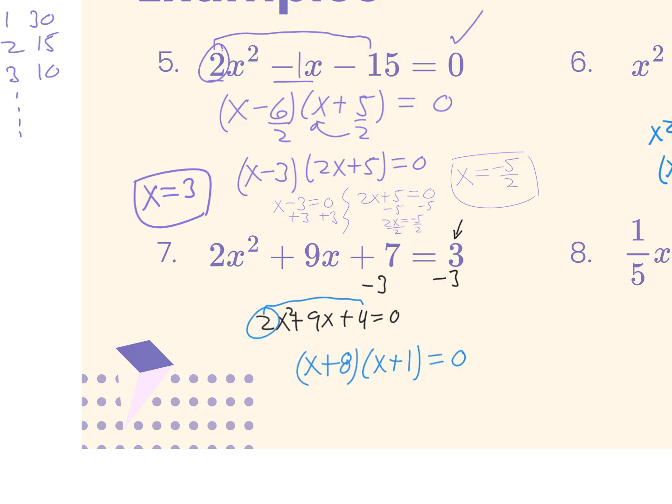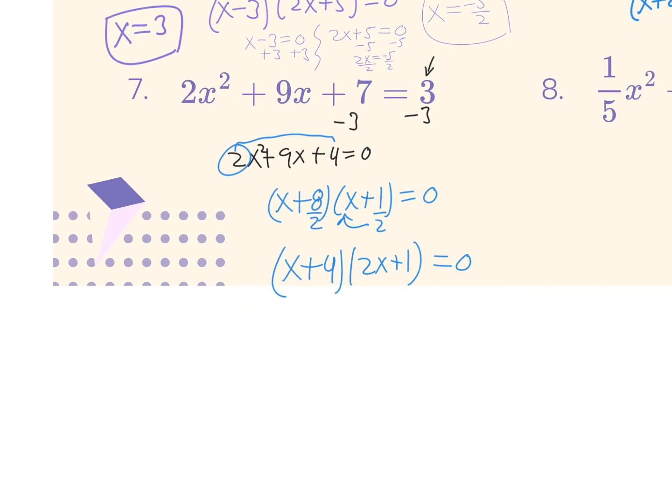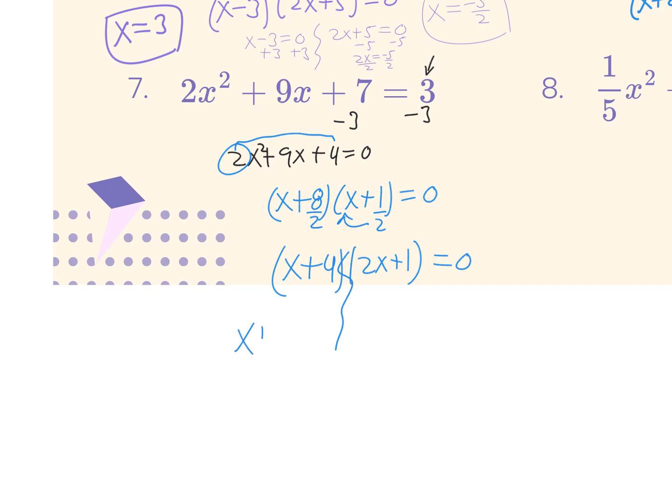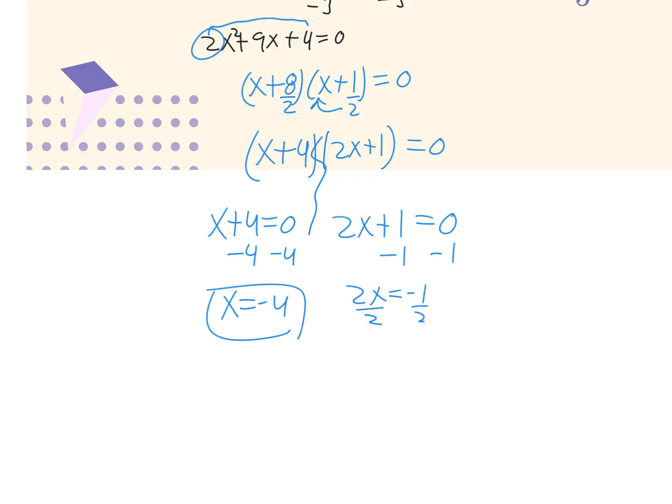And then again, slide and divide, I'm going to divide by 2. And then I get x plus 4. Slide that 2, it's going to be 2x plus 1 equals 0. And then I can set each of my factors equal to 0. So x plus 4 equals 0, and then 2x plus 1 equals 0. I'm going to subtract the 4 on both sides, and so I get x equals negative 4. Subtract the 1 on both sides, and then I get 2x equals negative 1. Divide by 2, and then I get x equals negative 1/2.